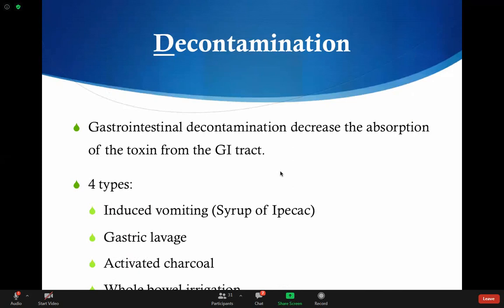All right. I think I'm going to take more time in this lecture than the other one. Okay, decontamination. What I want you to remember from decontamination is no ipecac. Induced vomiting is bad, okay? Even putting a finger in the patient's mouth to induce vomiting is bad because it can cause injury.